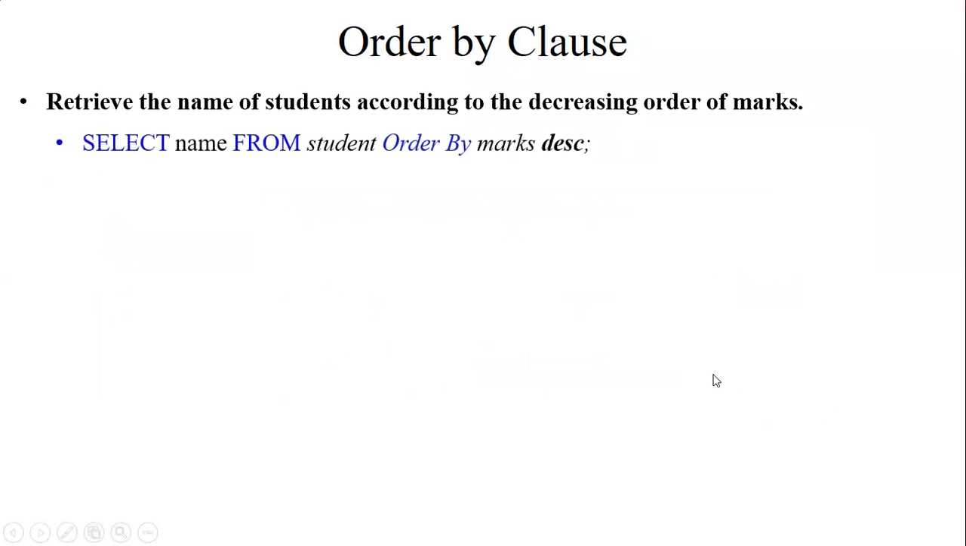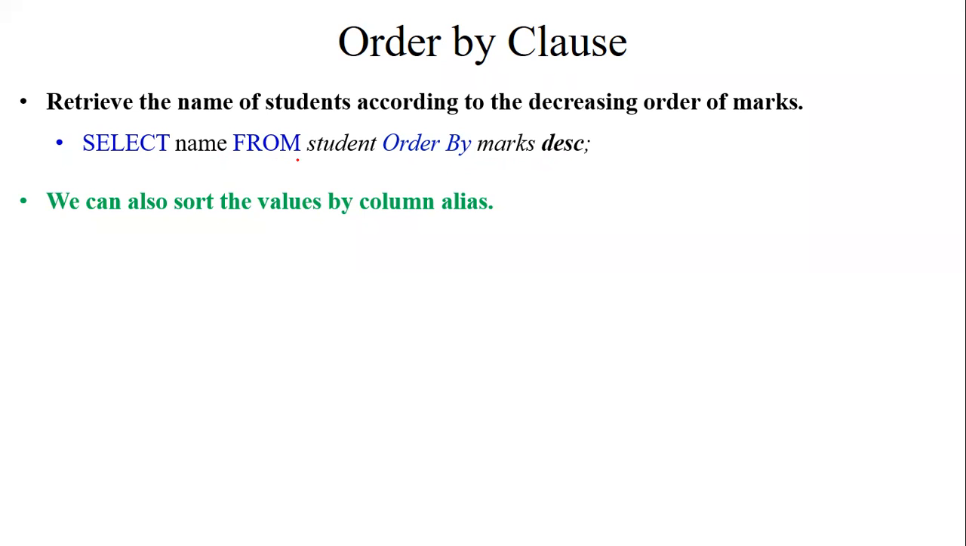The order by clause is basically used to sort a given table or data, whatever data we are displaying, so that you can display it in a sorted order. If you want descending order, you specify it here, and it will sort in descending order according to the marks. If you want ascending order, there is no need to specify it, because by default the sorted order is ascending. You can directly use select name from student order by marks.